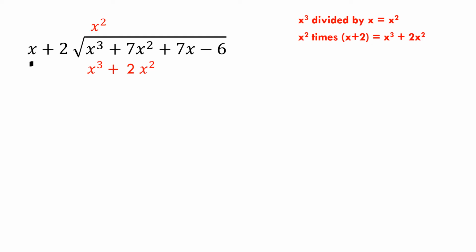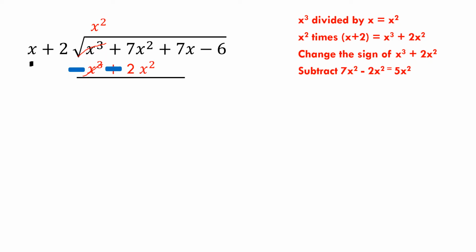Okay, subtract and then change the sign of your subtrahend. So the positive becomes negative and the positive becomes negative also. So, x cubed minus x cubed becomes 0. What's left is for you to subtract 7x squared minus 2x squared. So, this one will give us 5x squared. And bring down also the 7x.